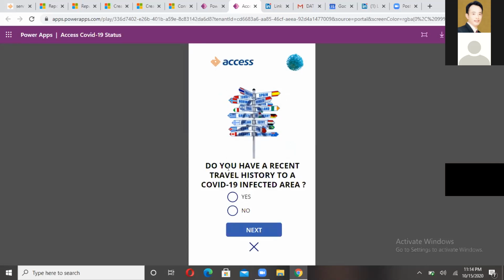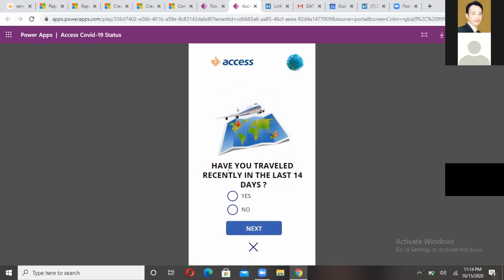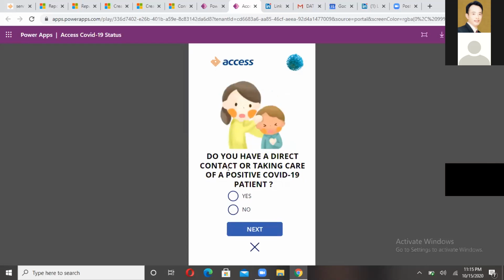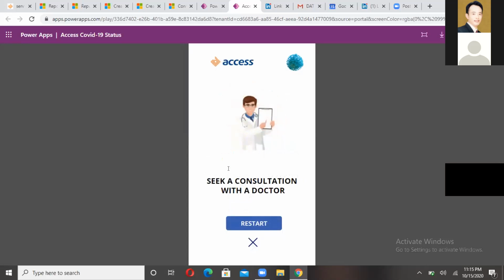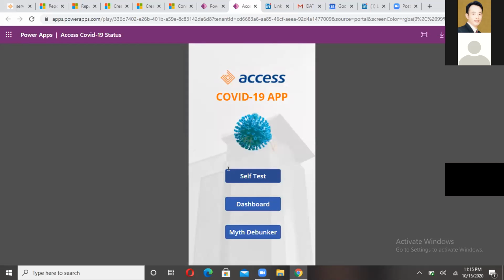So, this was about 6-7 months ago. If somebody were to say they just came into Nigeria from Italy, everybody would be very careful. Have you traveled recently in the last 14 days? A couple of questions. Do you have contact with somebody positive of COVID, etc.? Then you can just advise and say, seek a consultation with a doctor. So that's one part of the app.